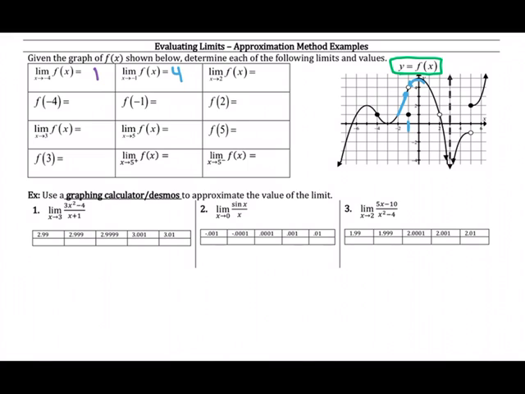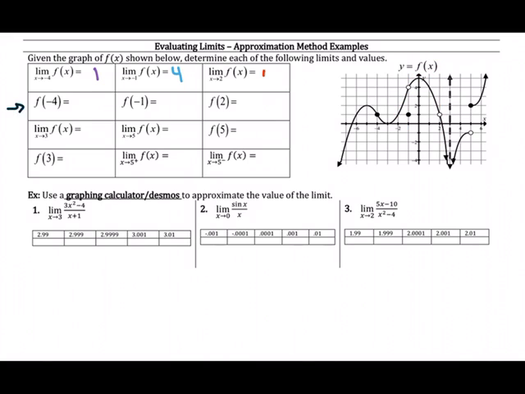Now the limit as x approaches 2. I'm going to get close to 2 from the left, and I'm going to get close to 2 from the right. Both of those are in agreement. They're both getting really, really close to the y value of 1. So a function doesn't have to exist at a particular value to have a limit at that value, as long as we're getting really, really close to that same number from the left side and the right side.